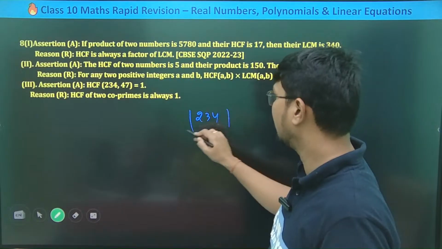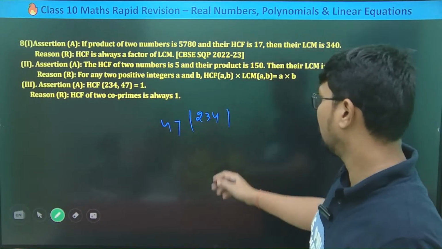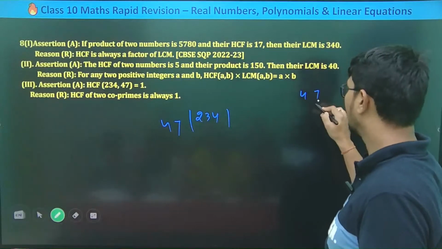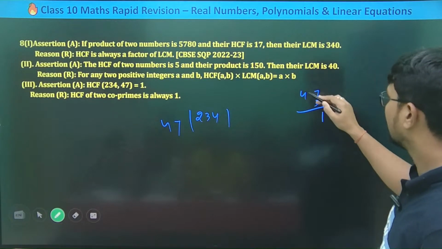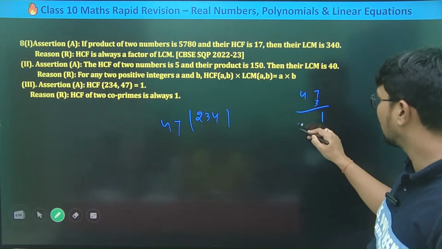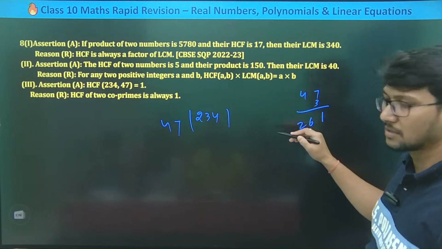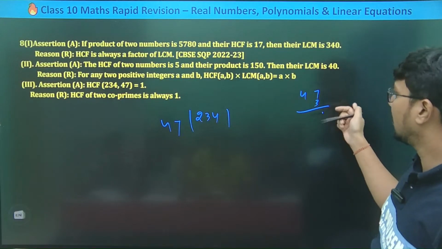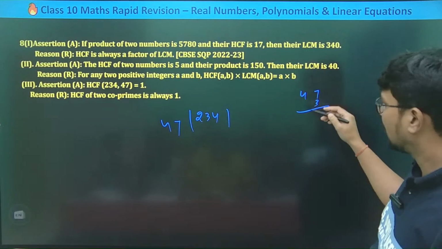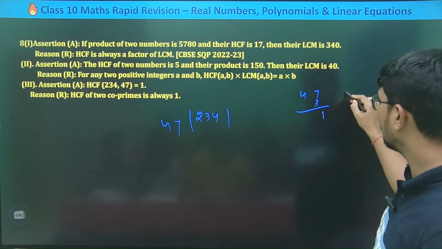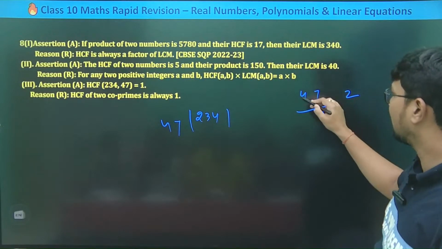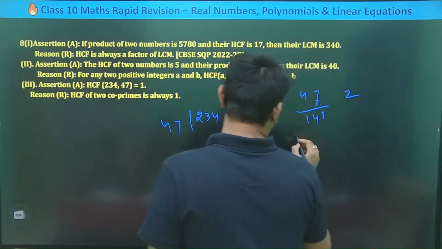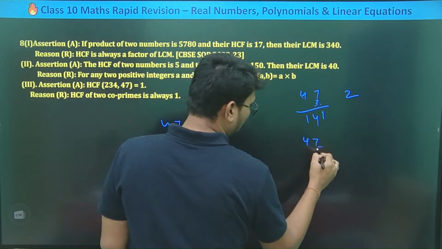234 divided by 47. Check. 47 times 3 is 141: 3 times 7 is 21, 2 carried, 3 times 4 is 12, 12 plus 2 is 14, so 141. Okay, now 47 times 5.